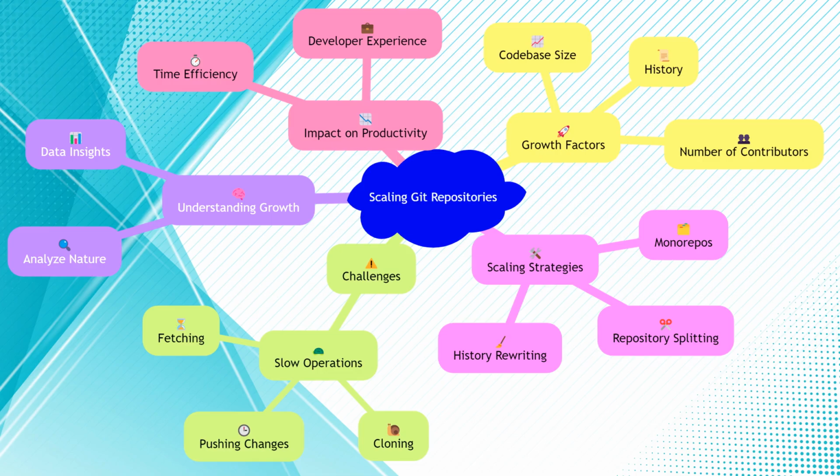effectively. As development teams expand and projects evolve, Git repositories can become unwieldy. Large repositories can slow down operations like cloning, fetching, and pushing changes. This growth can be attributed to an increase in codebase size, history, and the number of contributors. Understanding the nature of this growth is crucial for devising effective scaling strategies. We will explore the common challenges faced and the impact of repository size on developer productivity.